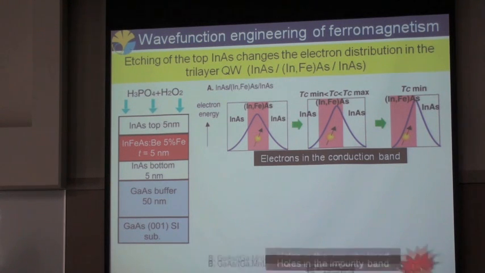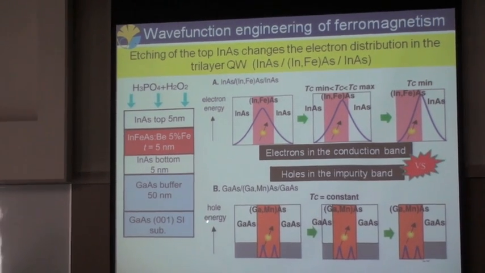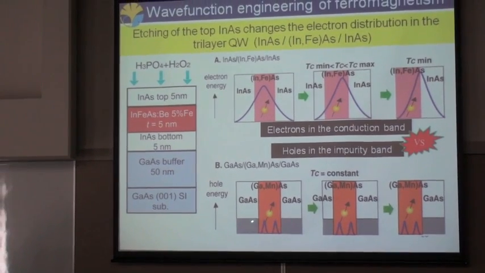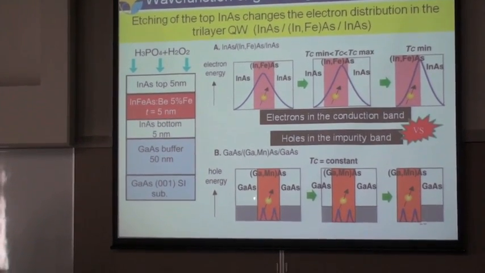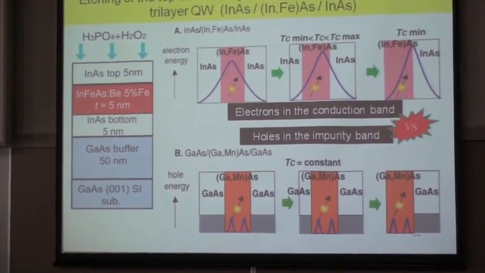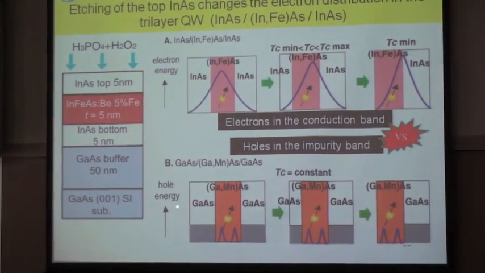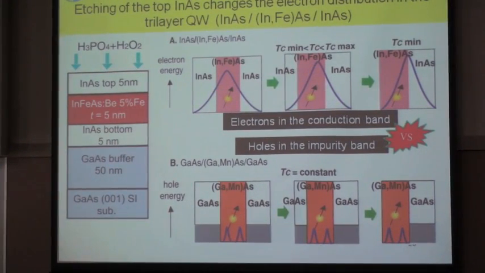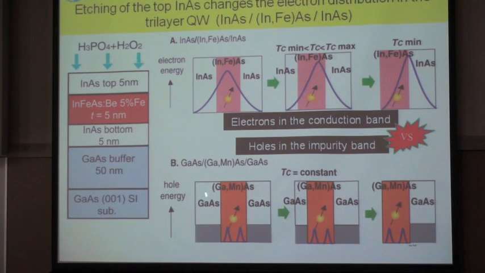However, if the wave function is confined in the ferromagnetic semiconductor layer like this, then even when we etched the top layer, in this case gallium arsenide, the position of the wave function of carriers does not change so much. So we can distinguish between the two cases.